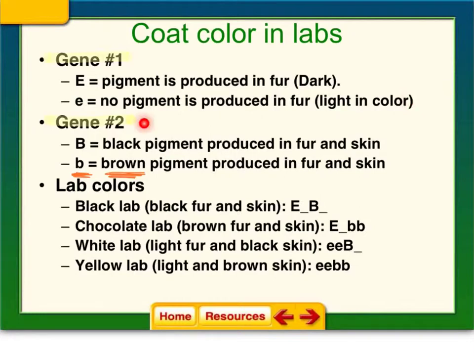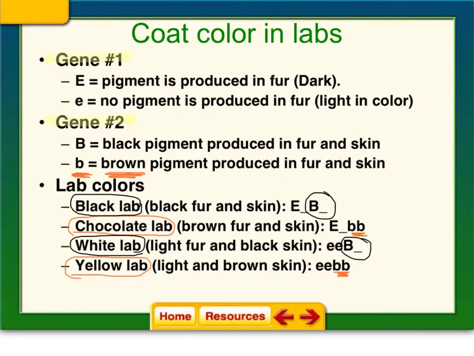The second gene, we have black pigment, which is dominant, it's a big B. And if we have a little b, that is brown pigment. You can see that the chocolate lab and the yellow lab both have little b. They both make the brown pigment. The only difference is, if we look, the yellow lab has little e, which means there's no pigment produced in the fur. So its fur is very light colored.